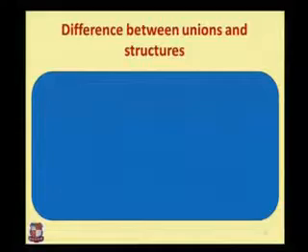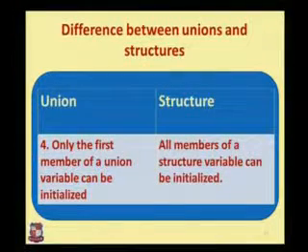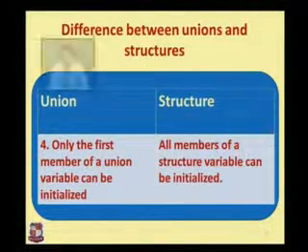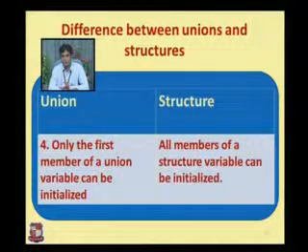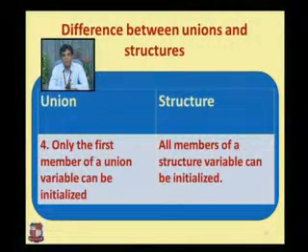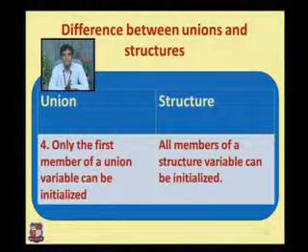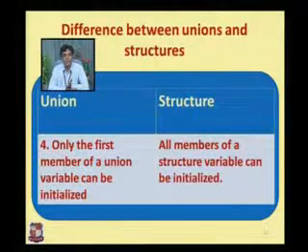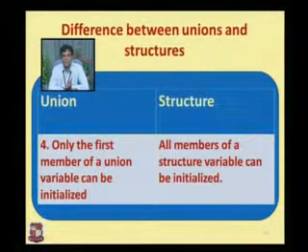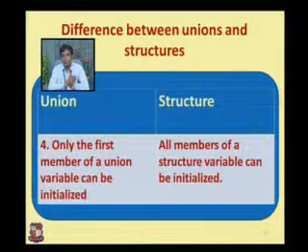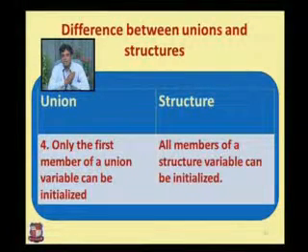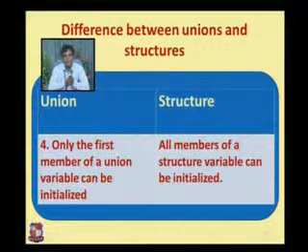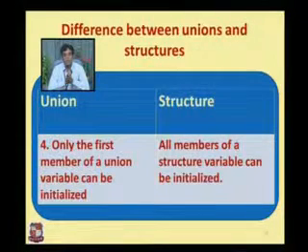Then the fourth point is, only the first member of the union variables can be initialized. Only one variable of a particular union is initialized, whereas in the case of structure, all the variables can be initialized at the same time. So the same thing happens in the case of union. So when we are initializing only one variable, we can call the values one by one. So there are fewer errors and more efficient programming.